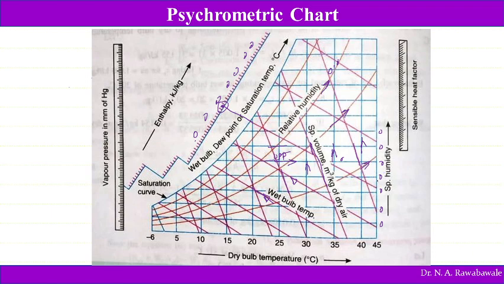By knowing any two properties, for example, if we know dry bulb temperature 15 degrees Celsius and wet bulb temperature x, we can locate this point. From the wet bulb temperature and dry bulb temperature, we can find out relative humidity, then specific humidity. All other properties can be determined by knowing only any two properties of air. This is how the psychrometric chart helps us find out the properties of moist air. So today we stop here. In the next class we will solve some simple numericals to find out properties of air. Thank you.